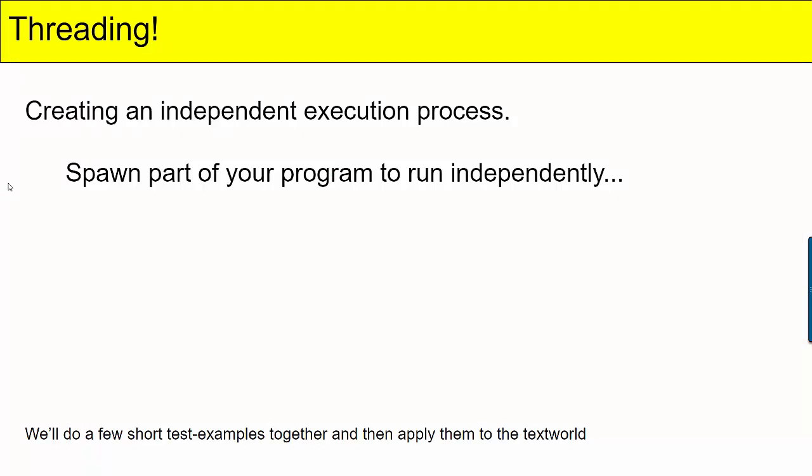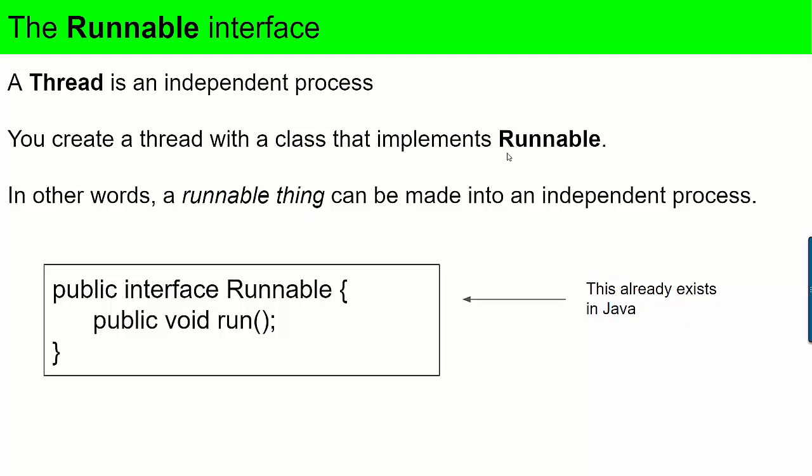We're going to be creating independent execution processes, which can be spawned to run parts of your program independently. They don't actually run in parallel unless you have multiple cores and you have it set up correctly. But even a single CPU can simulate multiple things running simultaneously by rapidly switching between the program's individual commands as they're running. So let's do a few short tests and figure out how this works.